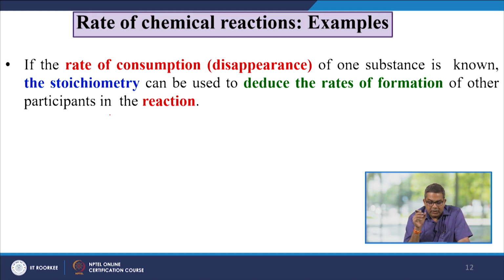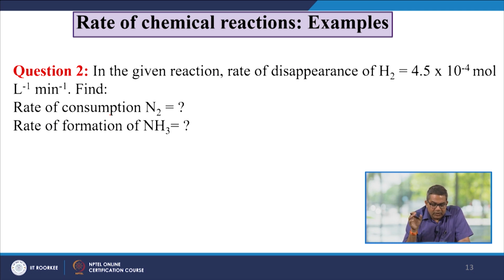Now, another example. If the rate of consumption, that is the disappearance of one substance, is known, the stoichiometry can be used to deduce the rate of formation of other participants in the reaction. Let us take another example. In a given reaction, the rate of disappearance of, say, hydrogen is 4.5 into 10 to the power minus 4 mole per liter per minute. You need to find out the rate of consumption of nitrogen, and the rate of formation for ammonia.